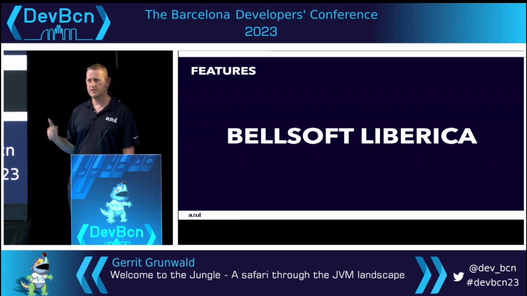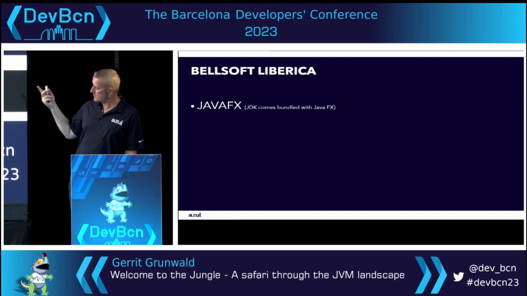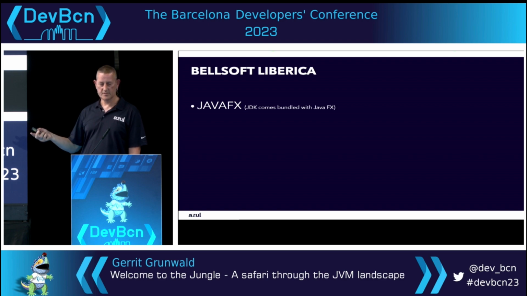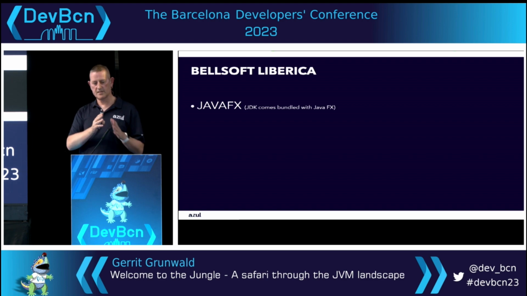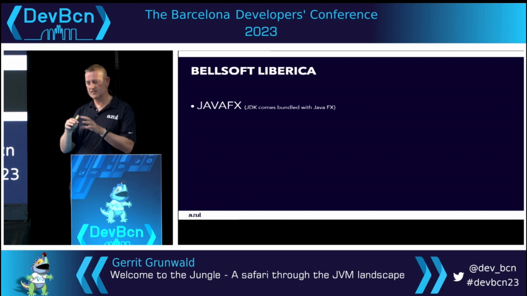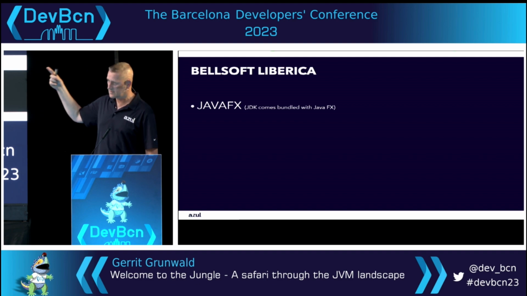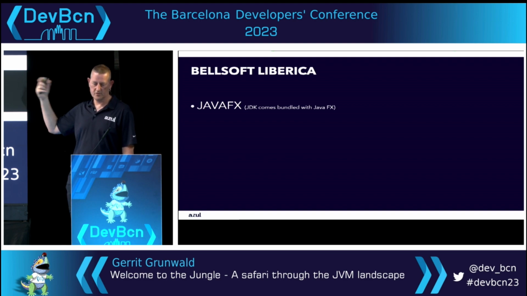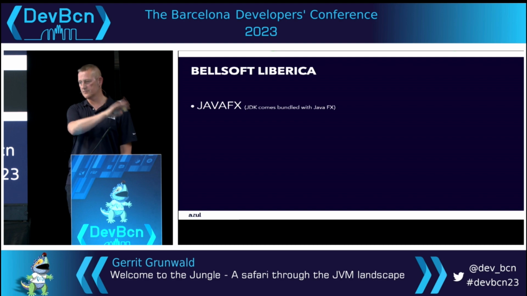Then we have BellSoft Liberica. Is someone using Liberica here? Because it's also quite popular. The special thing here is they bundle JavaFX with the JDK, right? Because up to JDK 8, we had JavaFX as part of the JDK. It came bundled with it. It was never officially a part of the JDK, but they bundled it. And BellSoft does the same, also with 17 and 11. So with every version, you always get a version that comes bundled with JavaFX, so you don't have to install OpenJFX on the side.